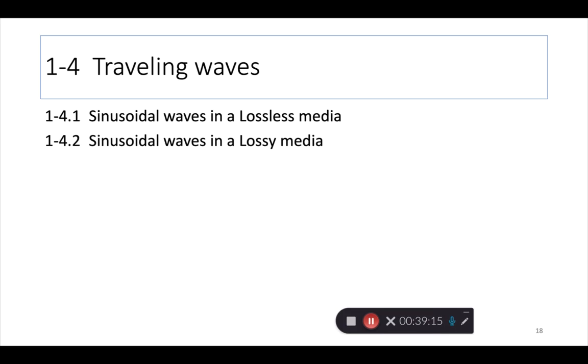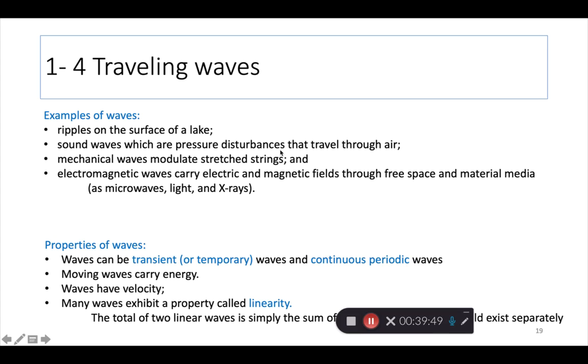Traveling waves, and this is section 4. And here we have 2 topics, 4.1 and 4.2, lossless and lossy. Lossless means a pure vacuum where no friction and no other material exists to slow down electromagnetic waves. That is no loss. Lossy means real material where nothing can go on at the same amplitude forever, slowly it dies. So 2 cases. Okay.